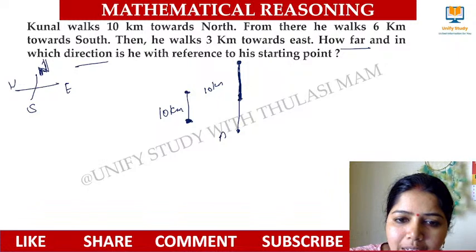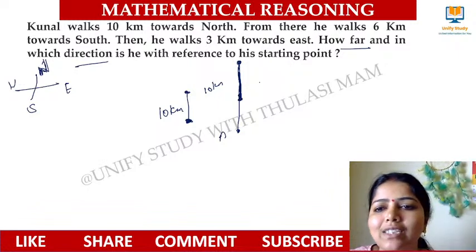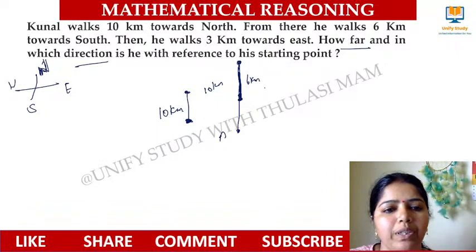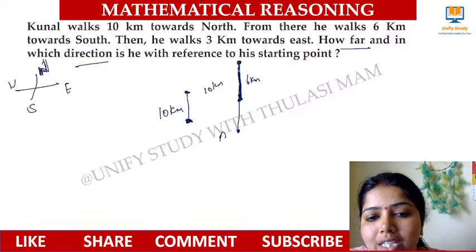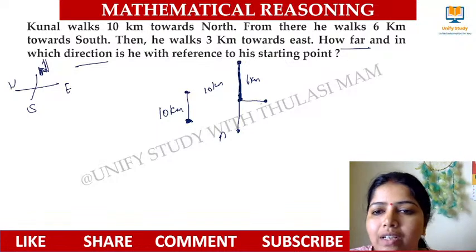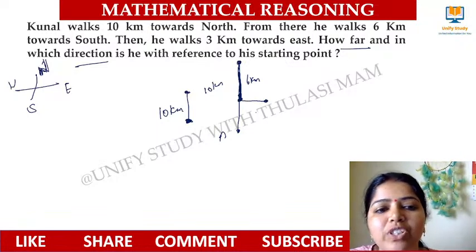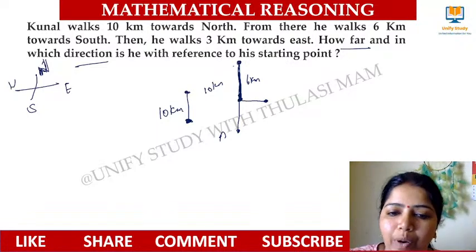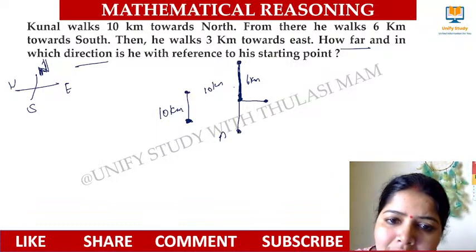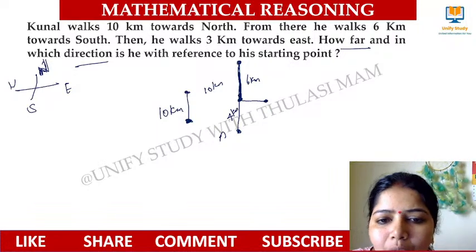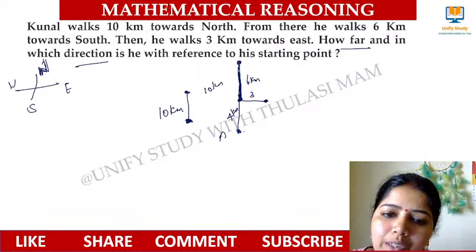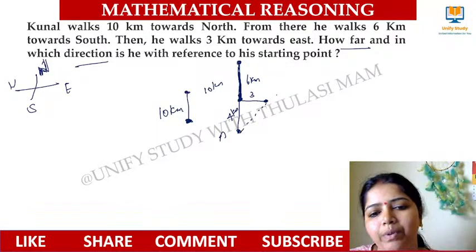Very good, I'm getting answers. He's coming back 6 kilometers towards south. This is 6 kilometers. And then he walks from here 3 kilometers towards east. How far is he, in which direction, with reference to his starting point? So this is his starting point, right? The whole is 10 kilometers and this will be 4 kilometers. And this will be 3 kilometers. And we have to tell what this distance is.